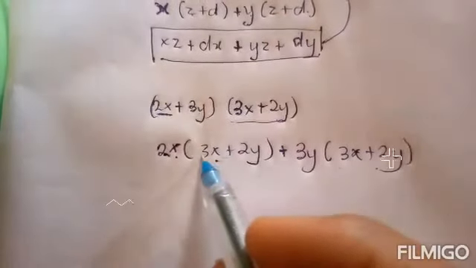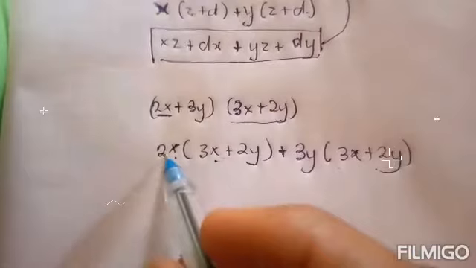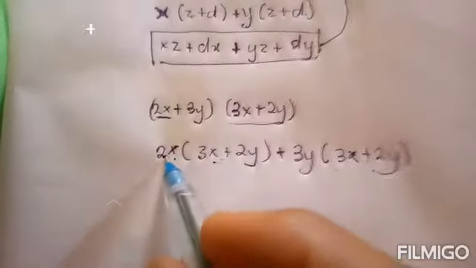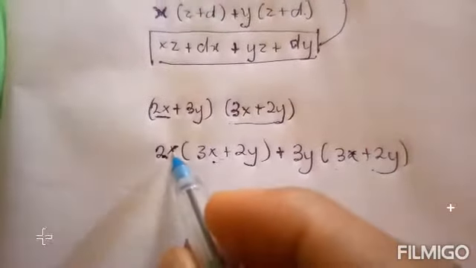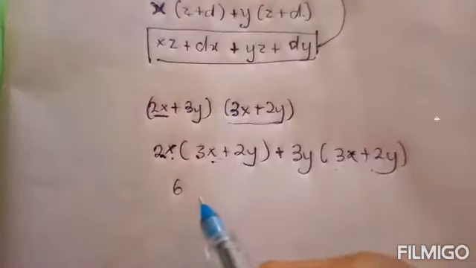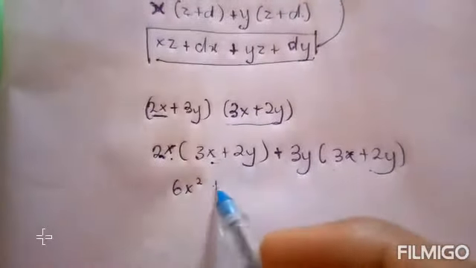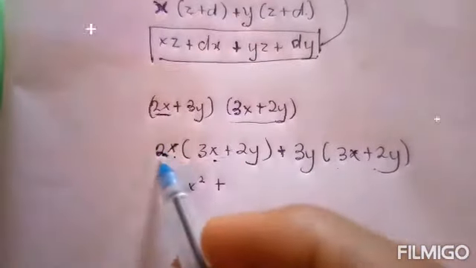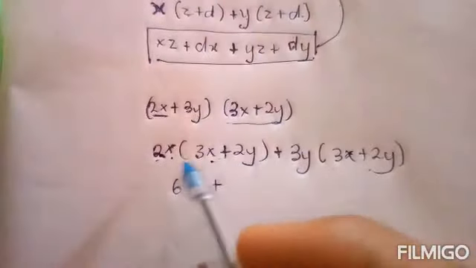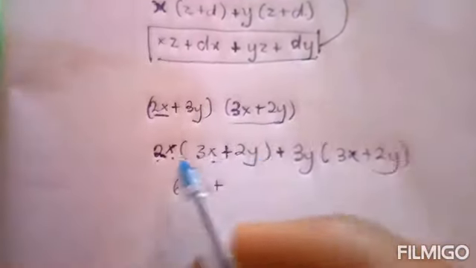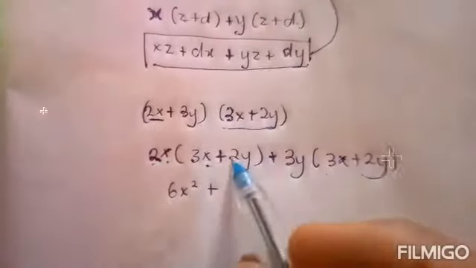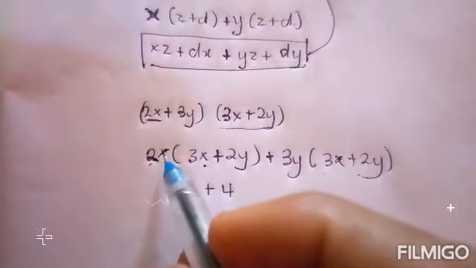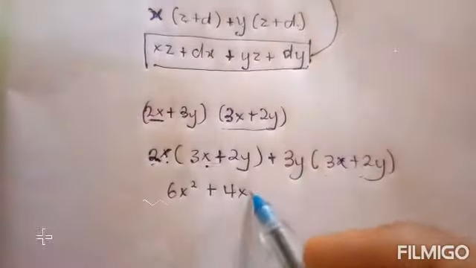So 2x multiplying 3x, the figures will multiply each other, whilst the variables multiply each other. So 2 times 3 is what, 6, right? And x times x, you know from indices that it will be x squared. Okay, so plus. Why am I saying plus? Because I know definitely the next one is going to be plus because of this sign. Okay, so 2x is multiplying 2y. The figures will multiply each other. 2 times 2 will be 4. Okay, and then the variables are going to multiply each other. So x times y will be xy.